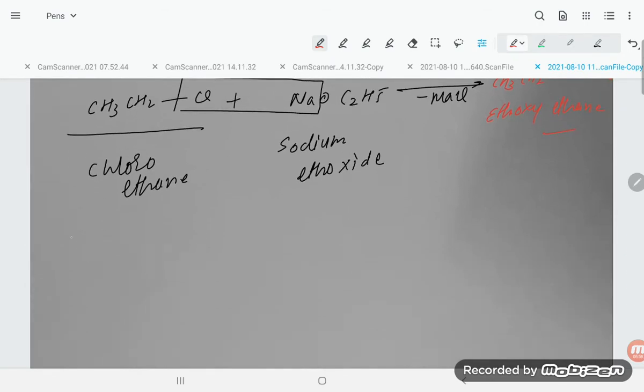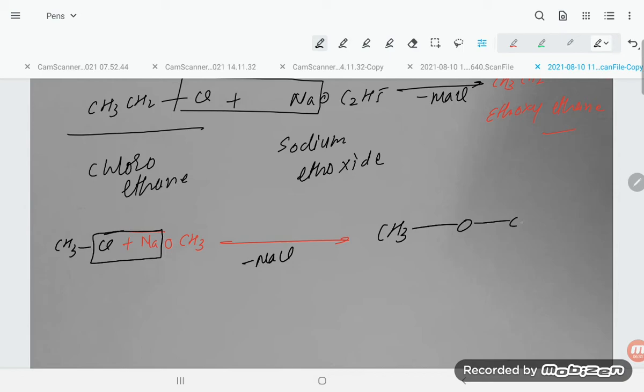Here also you can take CH3OH plus ONaCH3, right? So here if you are treating, alcohol you are not taking. What you are taking, student? Halide you are taking, right? So what is the halide, student? Here you see CH3Cl is there, so here you are taking minus NaCl. So what is there, student? CH3OCH3. So dimethyl ether is forming, right?